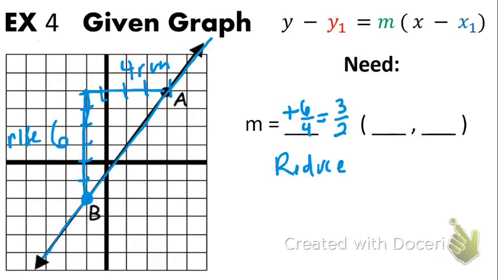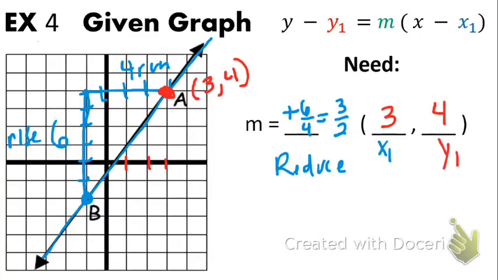The point, it doesn't matter which one you pick. Pick one. I'm going to go with A, because as we all know, we like it to be all positive. So that's 1, 2, 3. The point from this, for point A, is 3, 4. So I'm going to use 3, 4. This is x1.